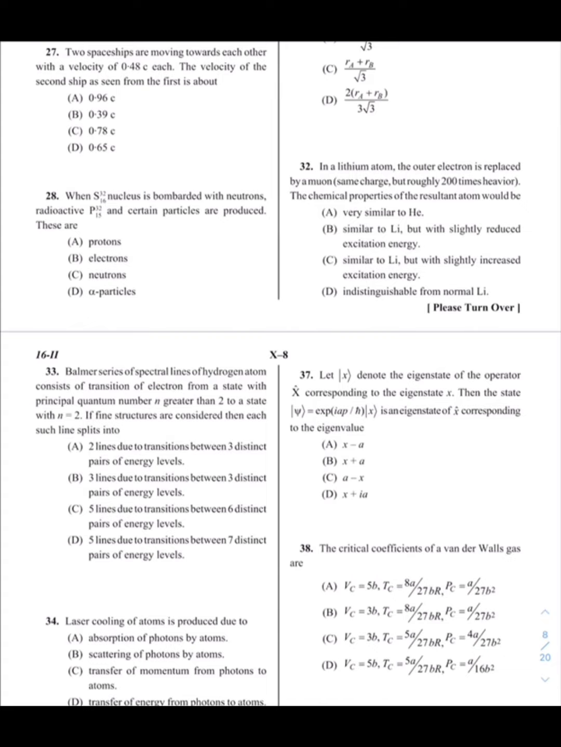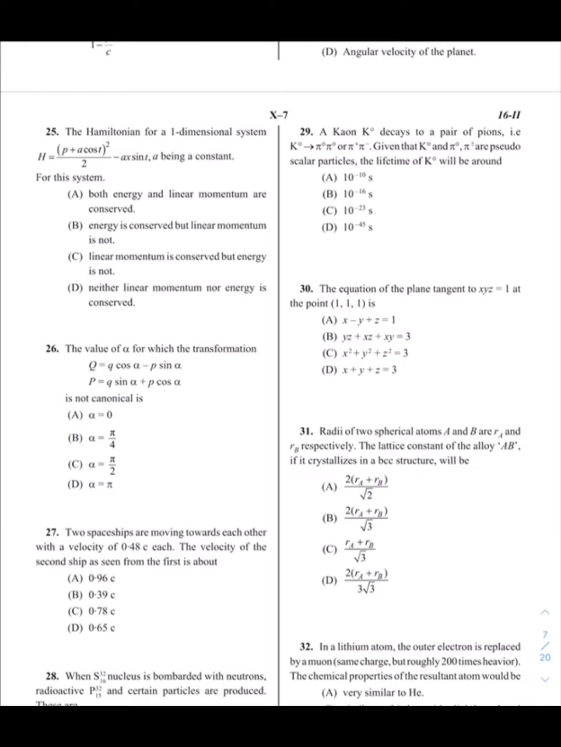Problem 28. When sulfur nucleus is bombarded with neutrons, radioactive phosphorus and certain particles are produced. What are these? So sulfur 32, 16, plus neutron n, this is 0, 1, goes to phosphorus 32, 15, plus some x. So let's calculate the atomic numbers on both sides. This is 16, this is 15, so the atomic number would be 1 for x and the mass number must be 1, so this thing must be a proton. So option A is the correct answer.